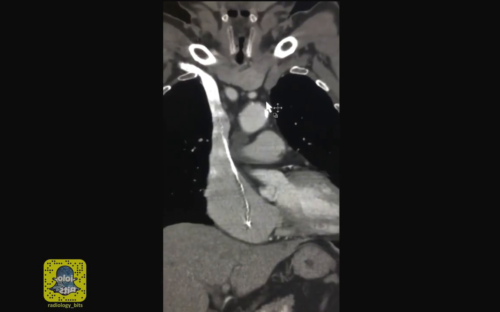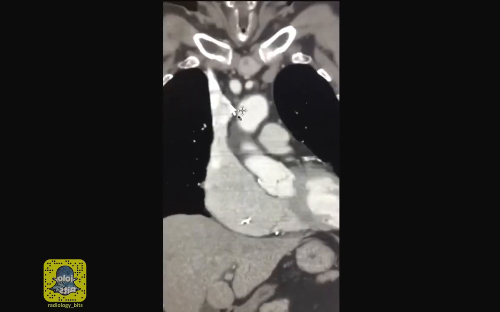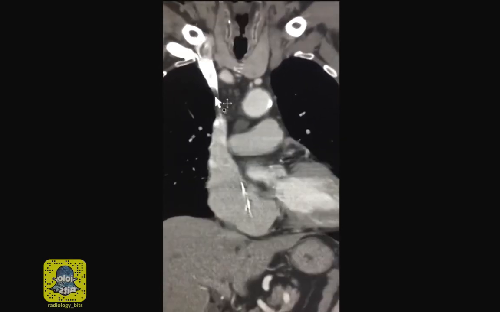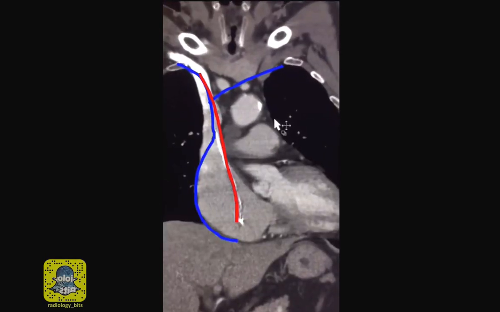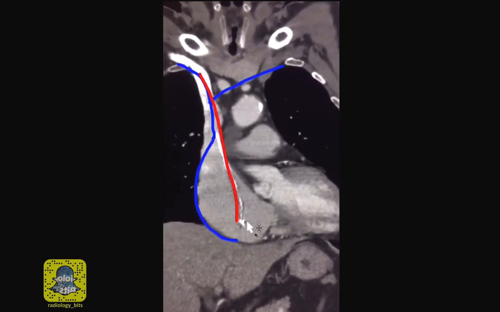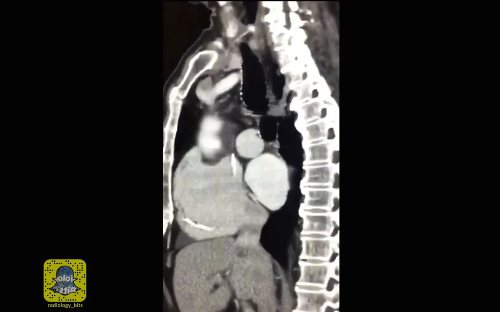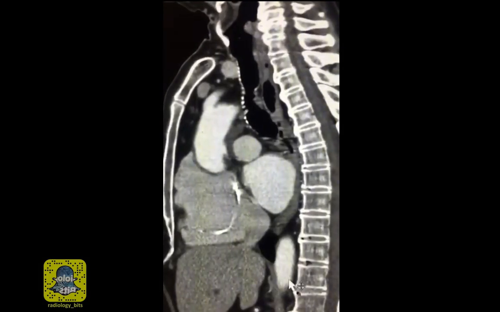Here's a coronal image, which gives us a better idea of what we were explaining on the chest radiograph. This is the left brachiocephalic vein meeting the right brachiocephalic vein to form the SVC. And you have the abnormality running in the SVC all the way down to the right atrium. And this is a sagittal CT showing what's equivalent to what we saw on the lateral chest radiograph.